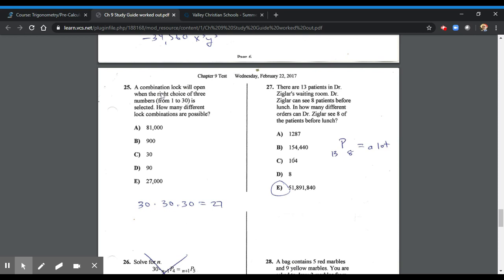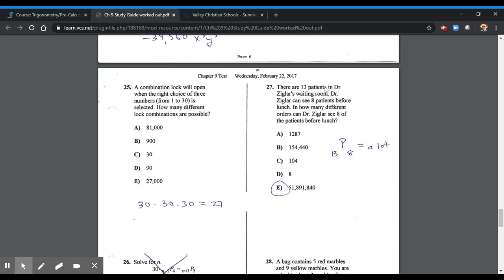All right, 25. A combination lock will open when the right choice of 3 numbers from 1 to 30 is selected. How many different combinations are there? It's simply 30 times 30 times 30, which is 27,000. So the answer is E.